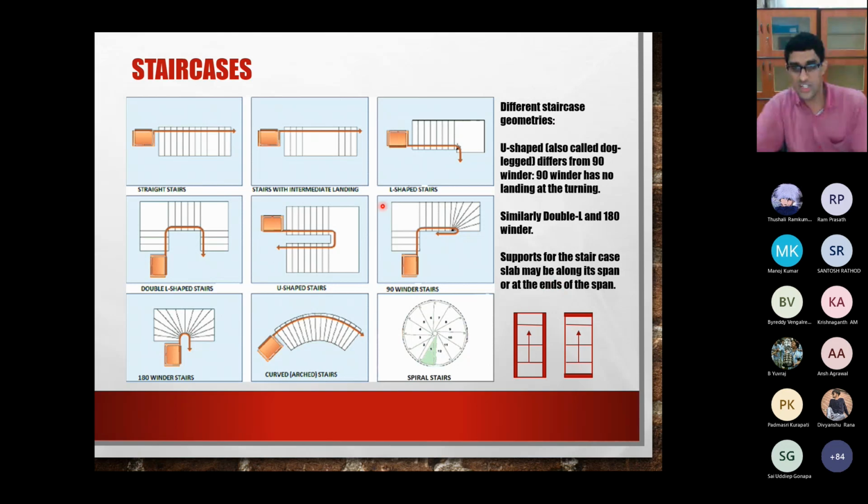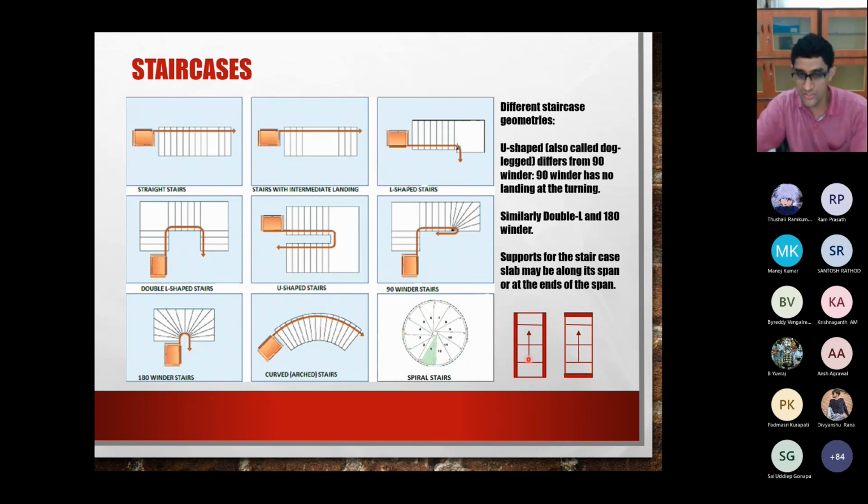So what to design in a staircase? Basically, you will have to design the slab on which you have made the stairs. You have to design the landing slab. And if the staircase slab is supported on beams, you have to design those beams. That's it. Depending on how the staircase is supported, you have two cases.